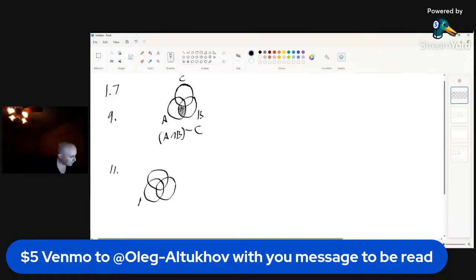Okay, so we have A, B. See, this is in the book right now, and I'm simply drawing what they have here. And we have to write the equation. So as you can see, it's B intersection C minus A. That should be the answer.